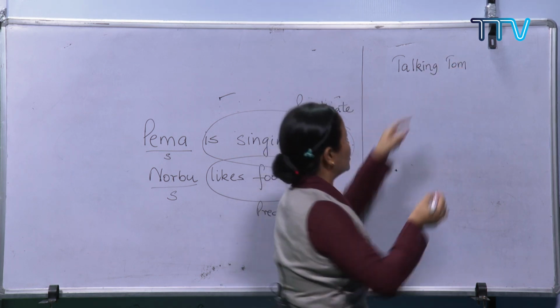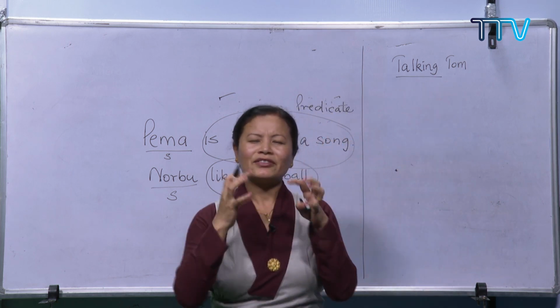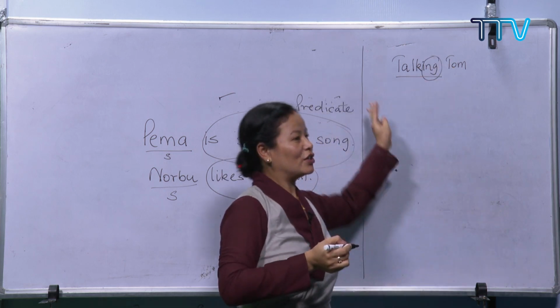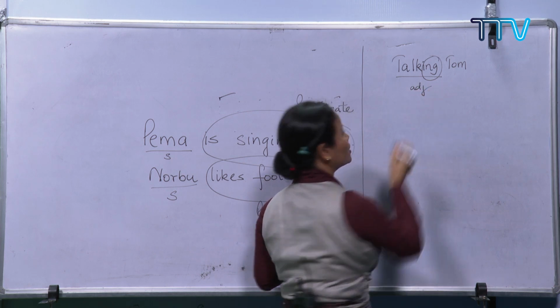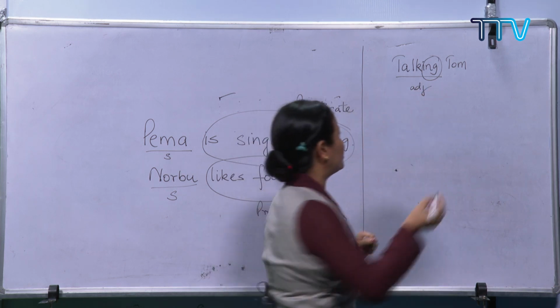Talking Tom. So here, what is creating the confusion is this -ing. Talking Tom, actually here talking is acting like an adjective. Let us take another example.